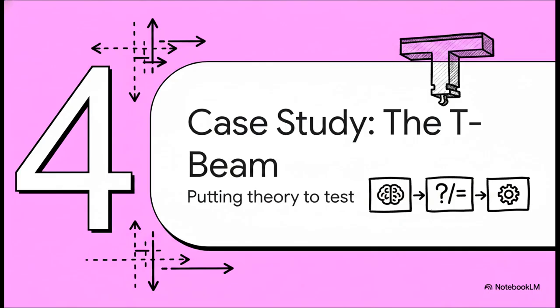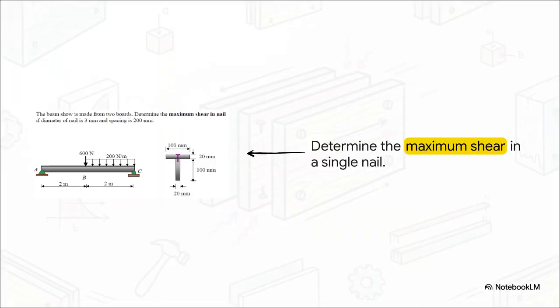All right, Section 4, Case Study: the T-beam. Time to put the theory to the test. We've got our 3-step framework, we've got our formula, so let's put it all to work. Here is our mystery to be solved today. We're looking at a simple beam built from 2 boards forming a T-shape.